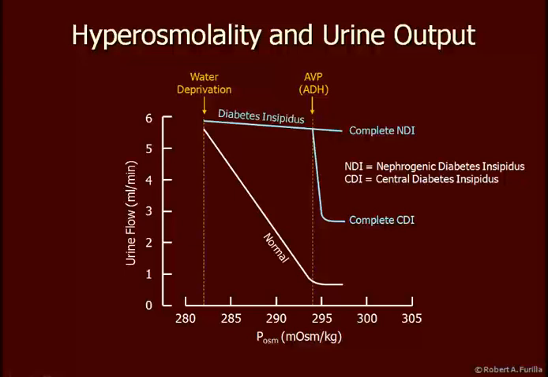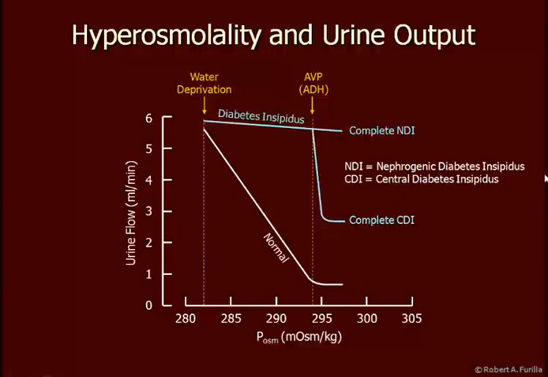There is a problem, however, that occurs with ADH, and that is a condition called diabetes insipidus. And this has nothing to do with sugar. This is strictly ADH secretion. If we deprive a normal individual of water at this point, we're looking at somewhere around 282 milliosmoles, and we see a gradual reduction in urine flow until we reach a point in which there's maximal ADH being secreted and we reach a point of steady state.